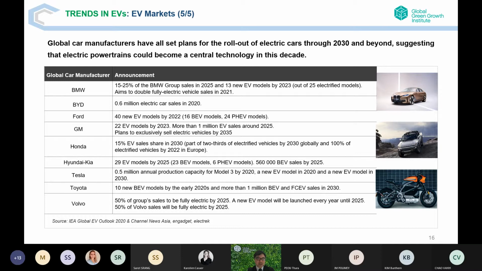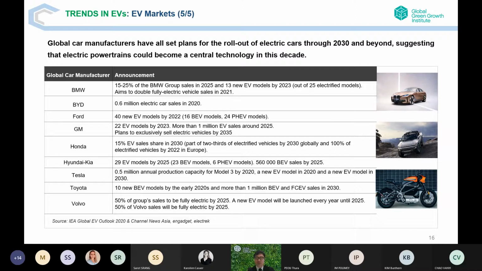And Toyota and Tesla, Tesla is very famous, and Volvo as well, 50% of group sales to be fully electric by 2025. So maybe you can recognize that the mobility market is changing from traditional mobility to electric.